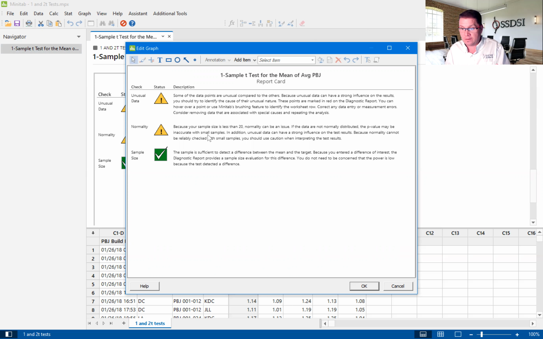Sample size is saying that we have a good sample. And don't confuse that with normality. Sample size is just saying that we have enough data to sufficiently detect a difference between the standard hypothesized mean, in this case 1.15, and the mean of the distribution. But normality is telling us we may not have enough data to do that. Unusual data is telling us that we might have some data that's outside of what we consider normal variation.